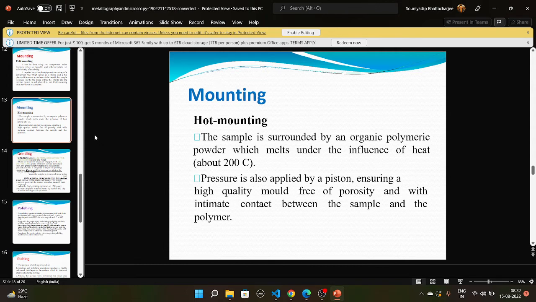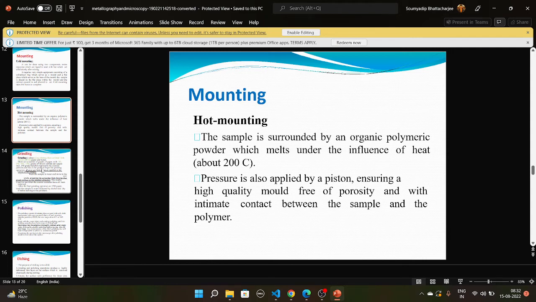Maybe it will be experiment two in your lab. The sample is surrounded by an organic polymer powder. As I told you, you will probably see bakelite powder. Under the influence of heat, some pressure is applied by a piston. Allow some time to cool and set, then take out the specimen, and it will look like the earlier slide that we showed. So mounting, as I told you, is for holding a thin awkward specimen for proper metallurgical examination, and I think hot mounting will be used in your case.